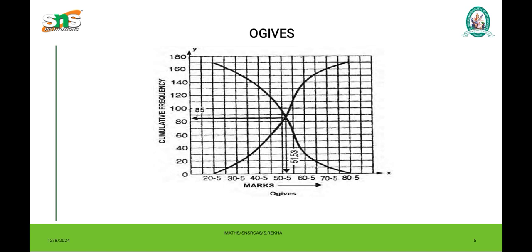For the greater than ogive you start from 170, then 30 to 40, then the next one, so from the highest to lowest. So you will get two curves, one is the greater than and another one is the less than. This represents the ogive curves.